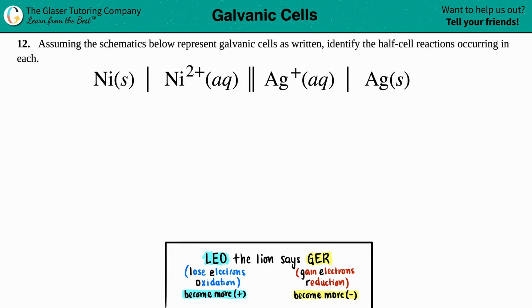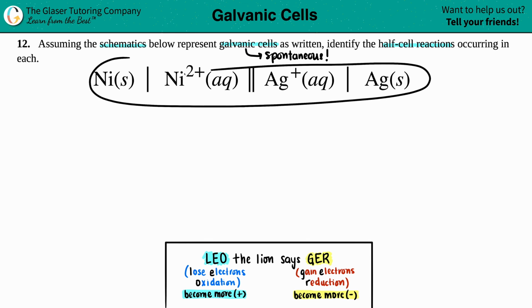12. Assuming these schematics below represent galvanic cells as written, identify the half-cell reactions occurring in each. And then we have Ni solid, which will go into Ni2+ aqueous, and then Ag+ aqueous goes to Ag solid. Now, in this case, we're dealing with galvanic cells. Remember that galvanic cells are spontaneous cells, or spontaneous reactions, which means that they don't need any additional energy to run these reactions. Now, in this case, they do give us a lovely schematic here.